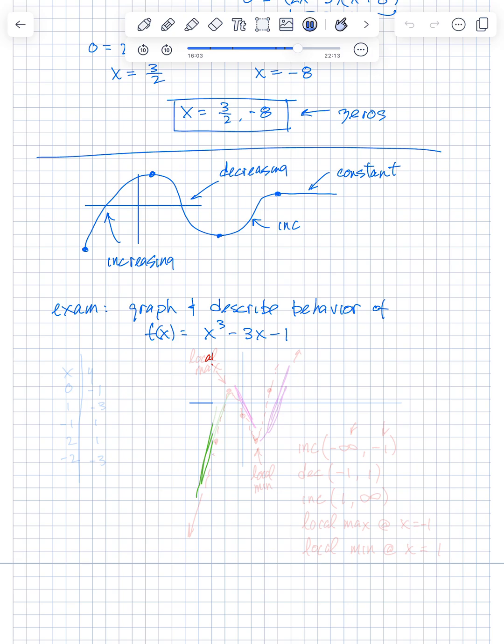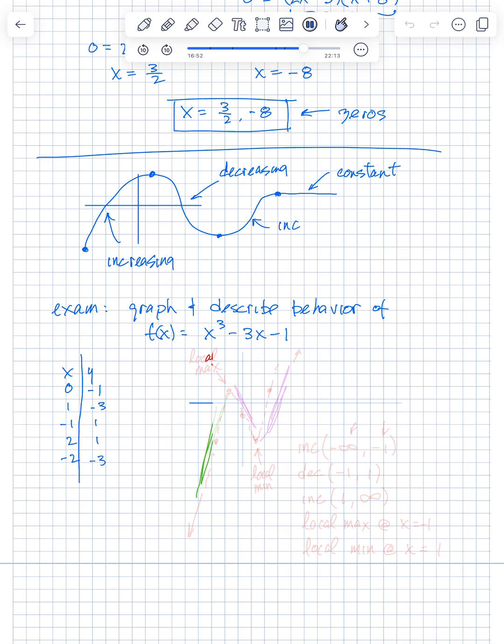Okay, if you don't have that, you're going to start off with an XY table. So X, Y, and certainly we have to choose enough points so we get an idea what this thing looks like. We already know it's going to have up to 2 turning points because it's an x cubed function. Doesn't mean it has to have 2, but it can have up to 2 turning points. Okay, so when x is 0, y is -1. When x is 1, y is -3. When x is -1, we have 1. When x is 2, we have 1. When x is -2, we have -3. This should be enough to give us an idea what it looks like.